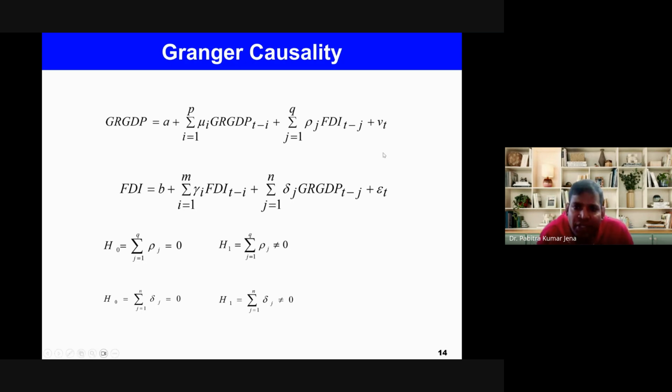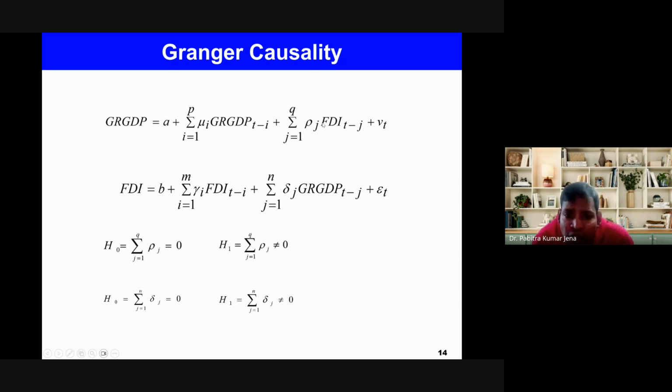So if this coefficient, can you see this? I'm just keeping my cursor here. If this coefficient will be 0, that means the sum of rho j equal to 0. That means this will be 0 and the FDI will be 0. So that means FDI is not causing the growth.